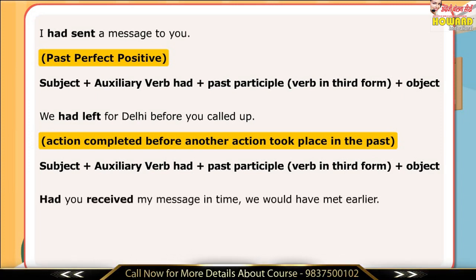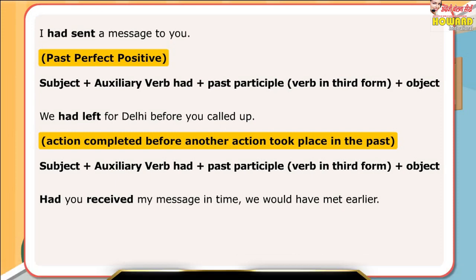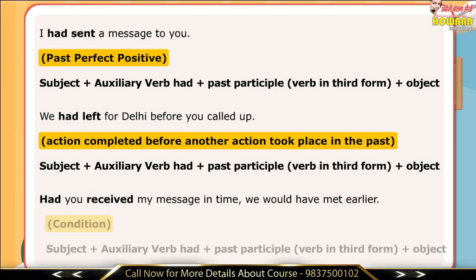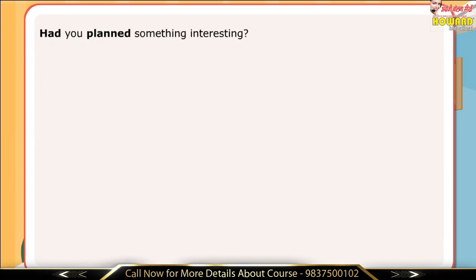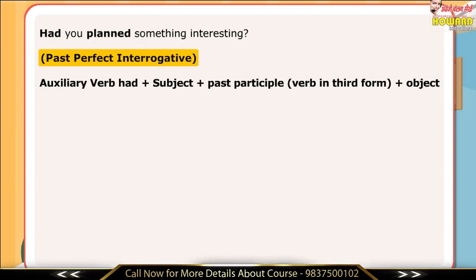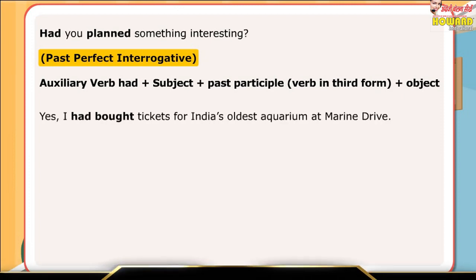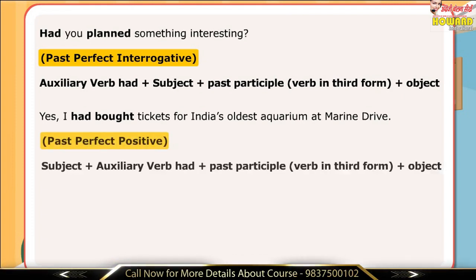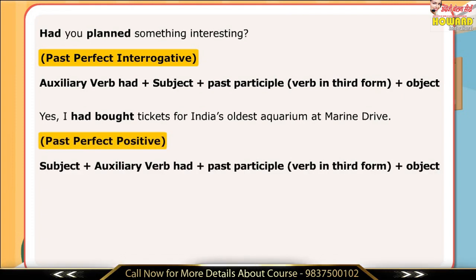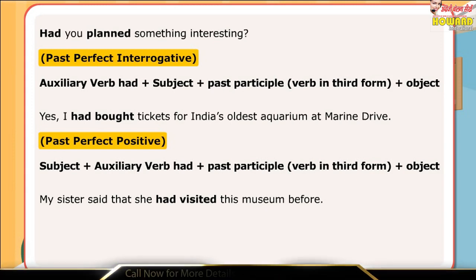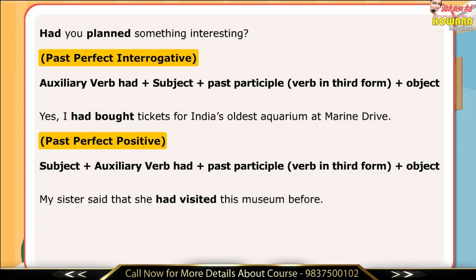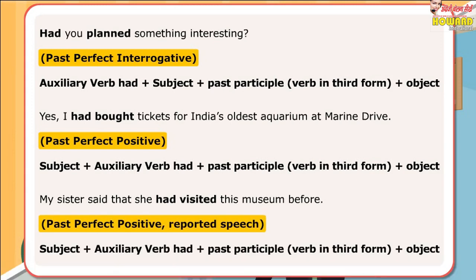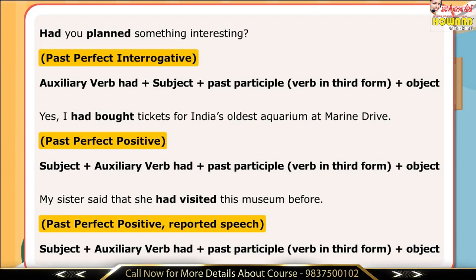Had you received my message in time, we would have met earlier. Condition. Had you planned something interesting? Past perfect interrogative. Yes, I had bought tickets for India's oldest aquarium at Marine Drive. Past perfect positive. My sister said that she had visited this museum before. Past perfect positive, reported speech.